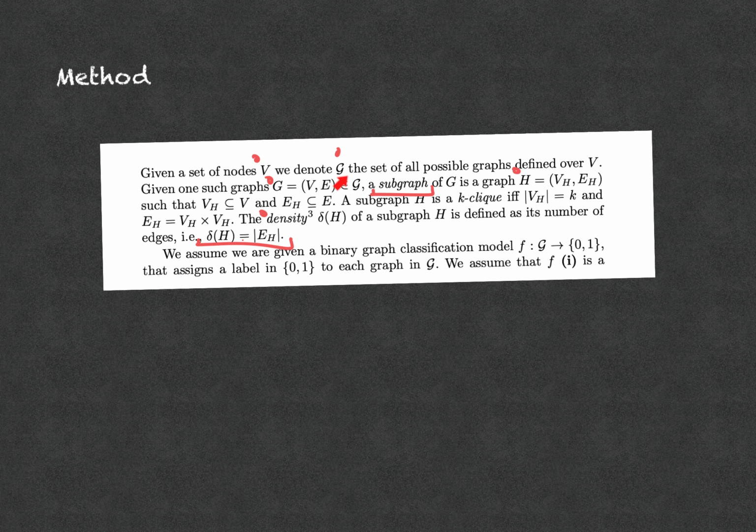As for the notations, you have graph G, you have a set of vertices, a set of edges. A subgraph is a set of vertices and edges associated with the subgraph, and a subgraph is a k-clique if the size is k and if it has all the edges. The density of a subgraph is defined as the number of edges like this. They consider the task of binary graph classification, mapping a G to 0 or 1, and work with this.